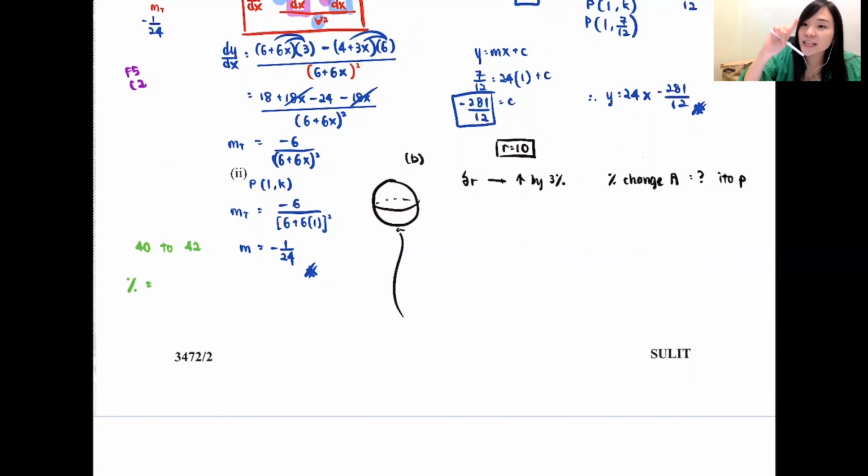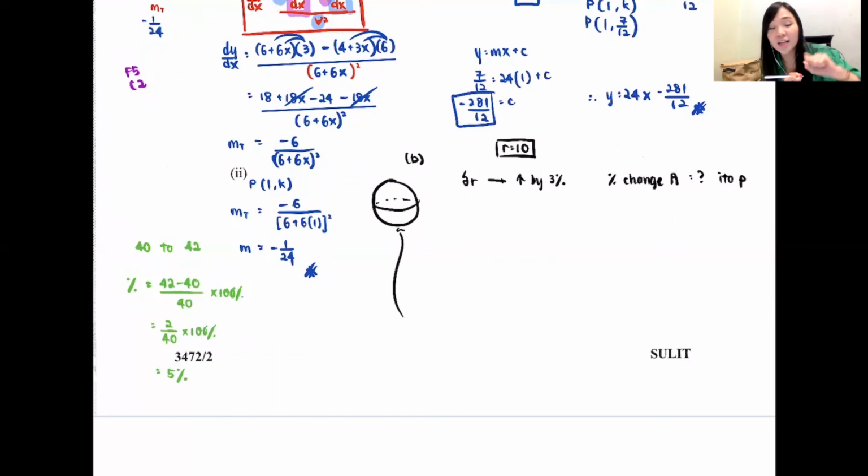So first, you should put the improvement on top. How do you find the improvement? The new one minus the old one. That is the improvement. Then at the bottom, always put the original one, 40, and then times 100%. So the improvement is 2 marks out of the original 40 marks, times 100, and you will realize it's actually 5%. This is how you find percentage, my dear. So with this example, I hope you know that every time you want to find percentage, you should always put the change on top, and always put the original at the bottom and then times 100%.